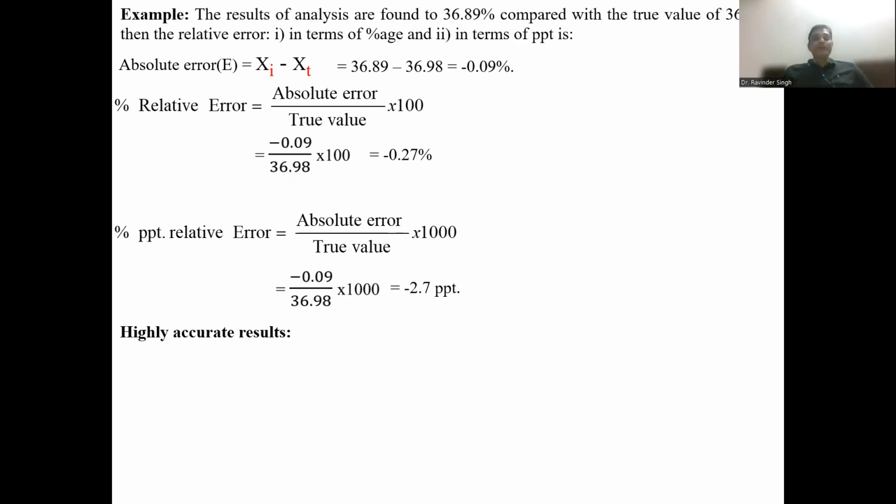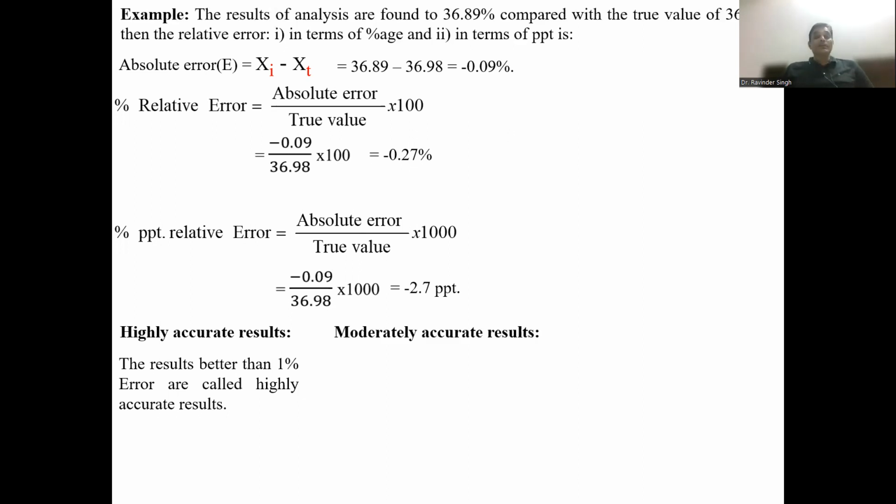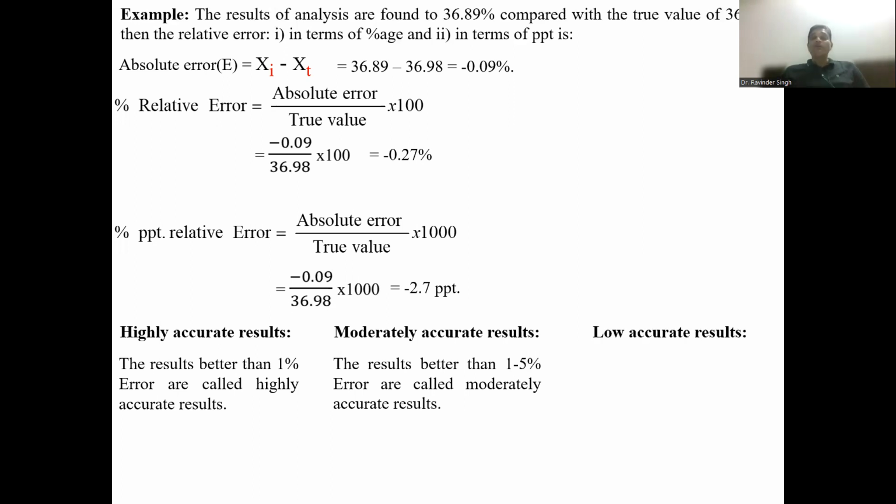Now we will define some basic terms. What are highly accurate results? The results better than 1% error are called highly accurate results. Now what are moderately accurate results? The results with 1 to 5% error are called moderately accurate results. Now what are low accurate results? The results with more than 5% error are called low accurate results.